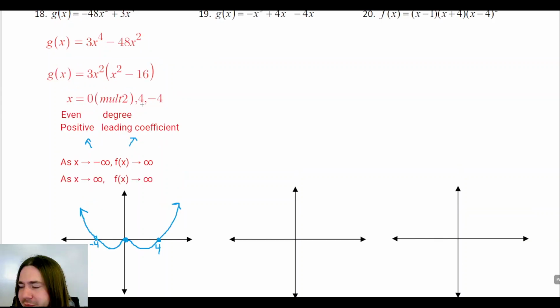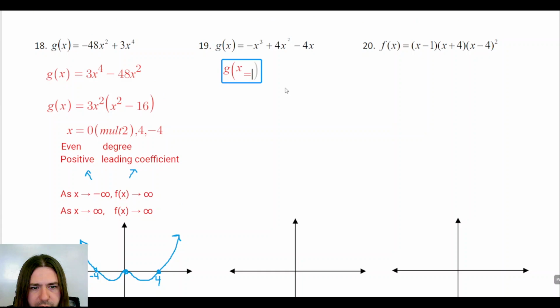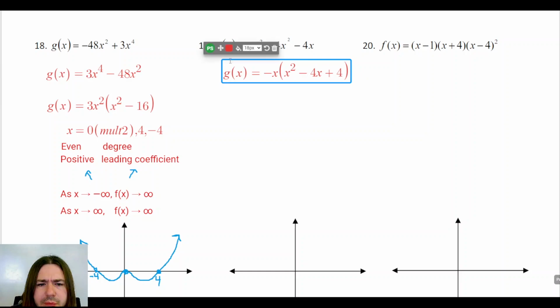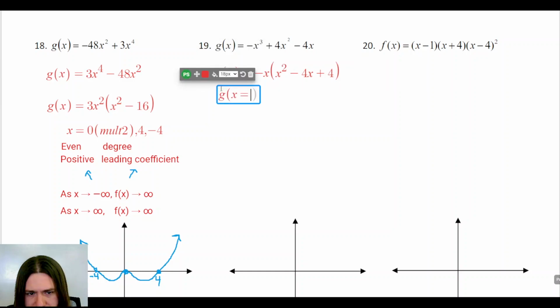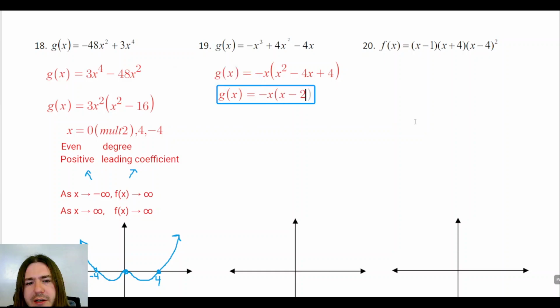For number 19, it looks like we can factor out an x right off the bat. So we get g of x equals x times negative x squared plus 4x minus 4. Actually, I'm going to make this secondary factoring a little easier by factoring out a negative x, if it can be factored. My instinct says yes, but let's make sure. Yeah, this one can factor. This is going to be x minus 2 times x minus 2.